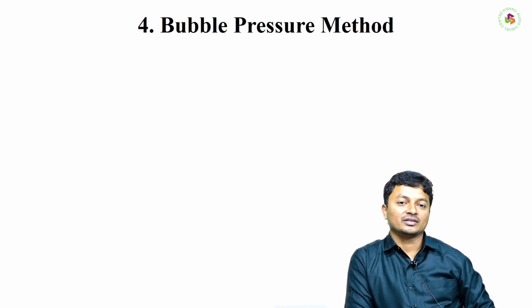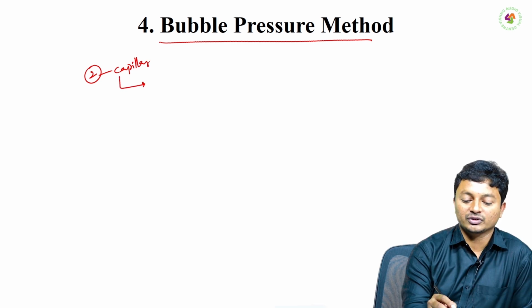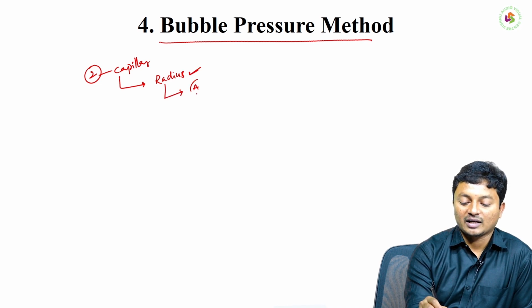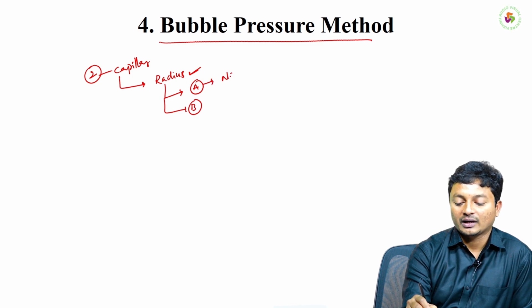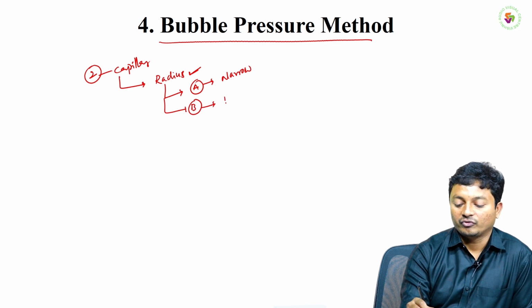Let us discuss another method of measurement or determination of surface or interfacial tension, that is the bubble pressure method. In this method, we are going to use two different capillaries whose radius is different. So these capillaries can be considered as capillary A and capillary B. Capillary A can be considered as a narrow capillary, and capillary B as a wide capillary.